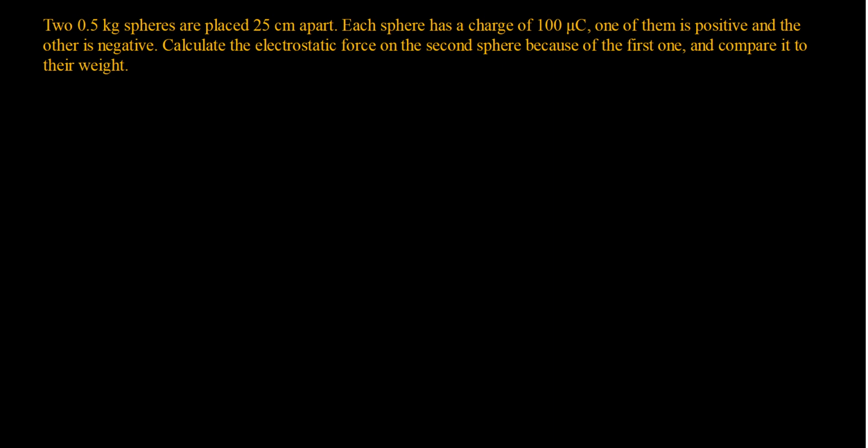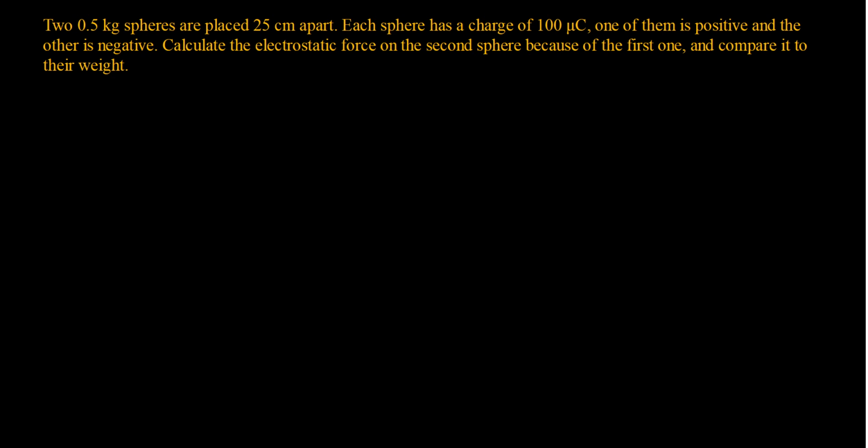Now I have two 0.5 kg spheres placed 25 centimeters apart. Each sphere has a charge of 100 microcoulomb. One of them is positive and the other is negative. The first part of the question asks me to calculate the electrostatic force on the second sphere because of the first one. The second part of the question asks me to compare the electrostatic force to their weight.